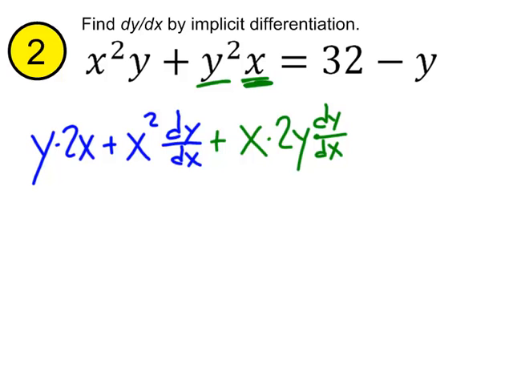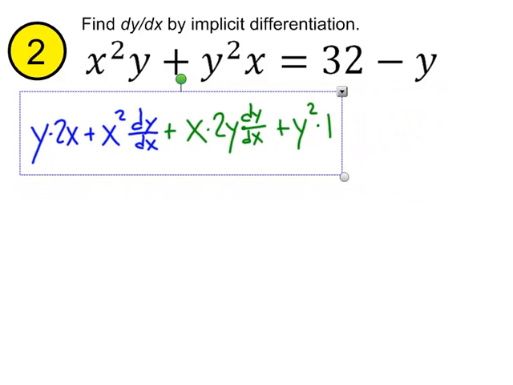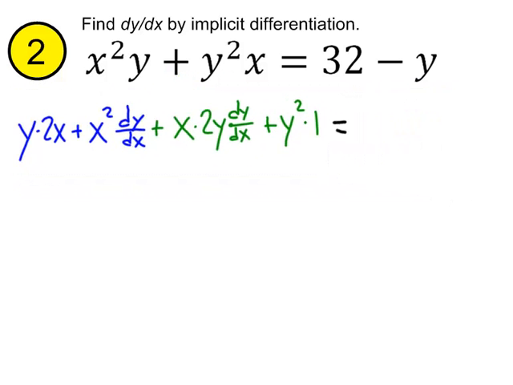So again, that was the second times the derivative of the first, plus the first times the derivative of the second. Just finishing up our product rule here. Plus the first times the derivative of the second, which in this case is 1. And I'll go ahead and write times 1 just for emphasis. And that all equals the derivative of the right side of the equation. So let me put an equal sign here. And if I derive 32, I'm going to get 0. And if I derive minus y, I'm going to get minus dy over dx.